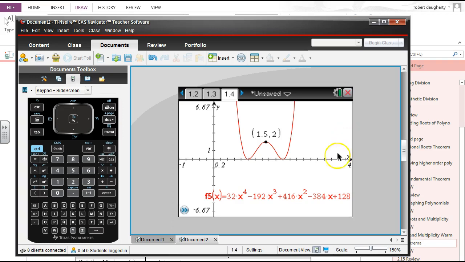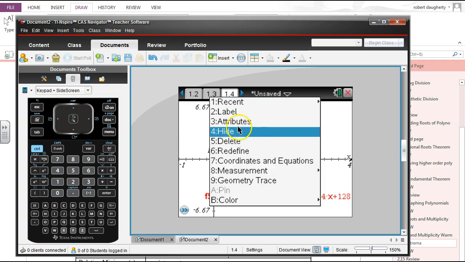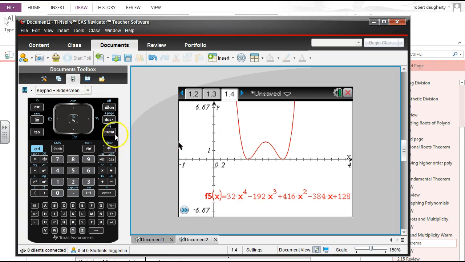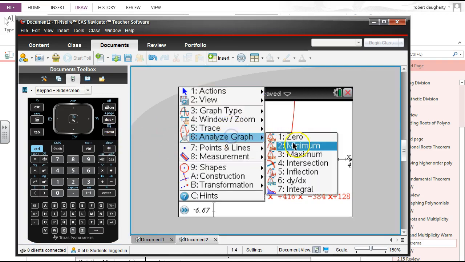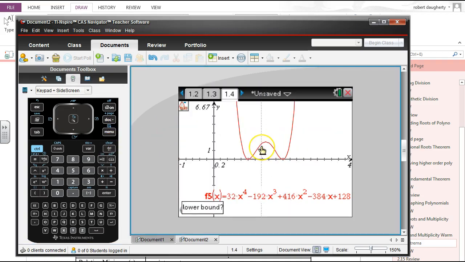So again, I'll do that again. So let me remove this. Well, this is a relative maximum. I have to give the calculator the information that it's a relative maximum. So let's do that again. Menu, analyze graph. If I pick maximum, it's asking for me to pick somewhere on the left and the right, and it will calculate numerically what that maximum point is. Okay.